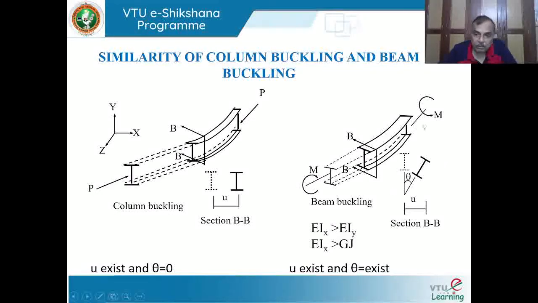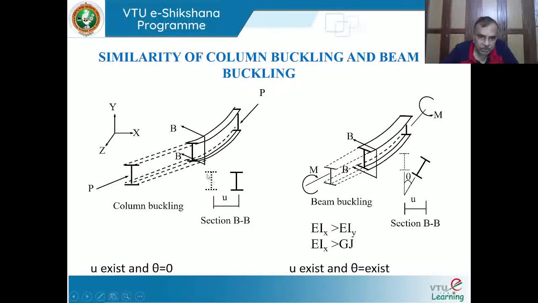And which part of the cross section is mainly responsible for this to happen? That is the compression flange. That is where the lateral movement comes into the picture, associated with the twisting effect or the torsional effect. But if you see the same cross section in a column, I have put the column in the horizontal direction so that you can compare the behavior with that of the beam. So kindly see what is happening to the cross section at the center.